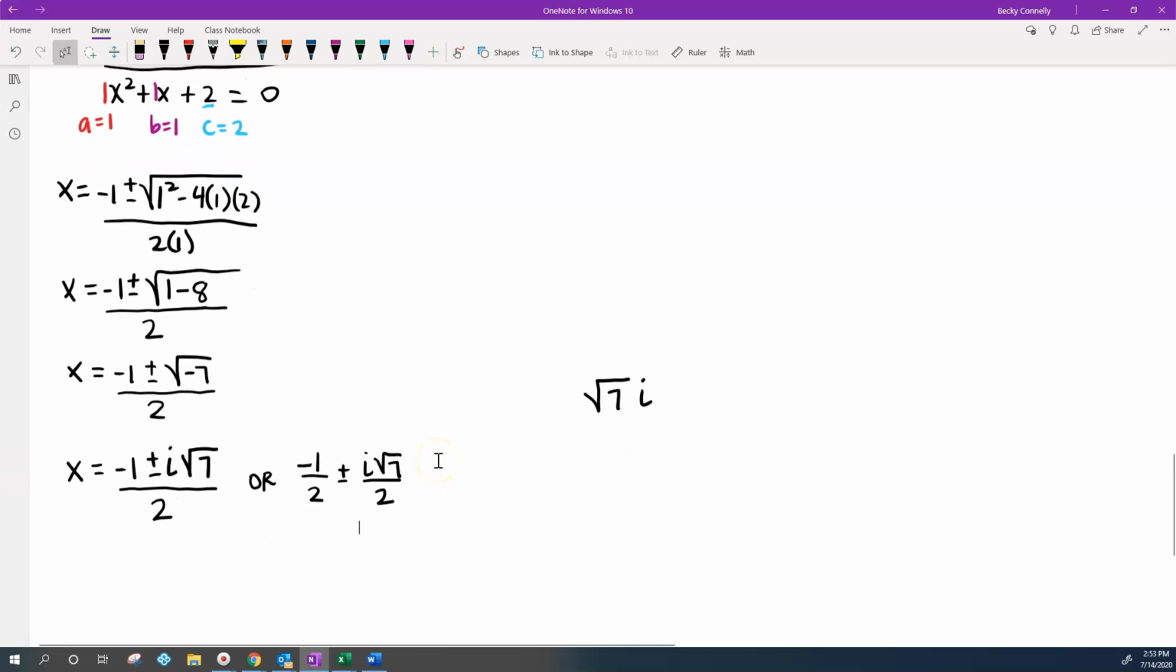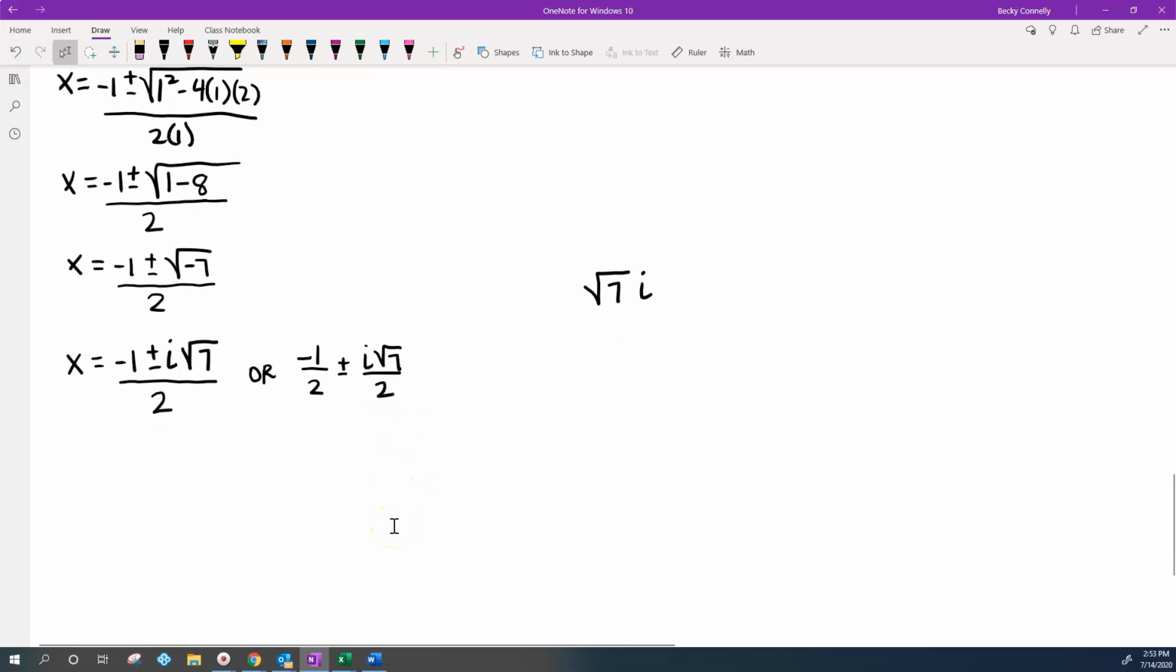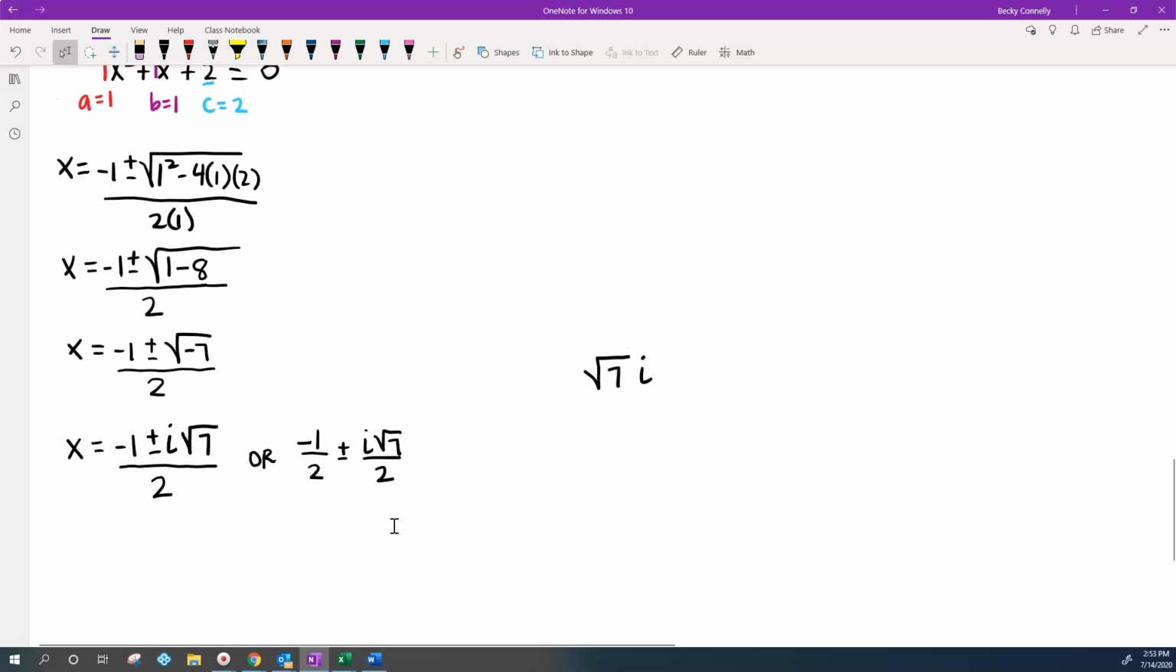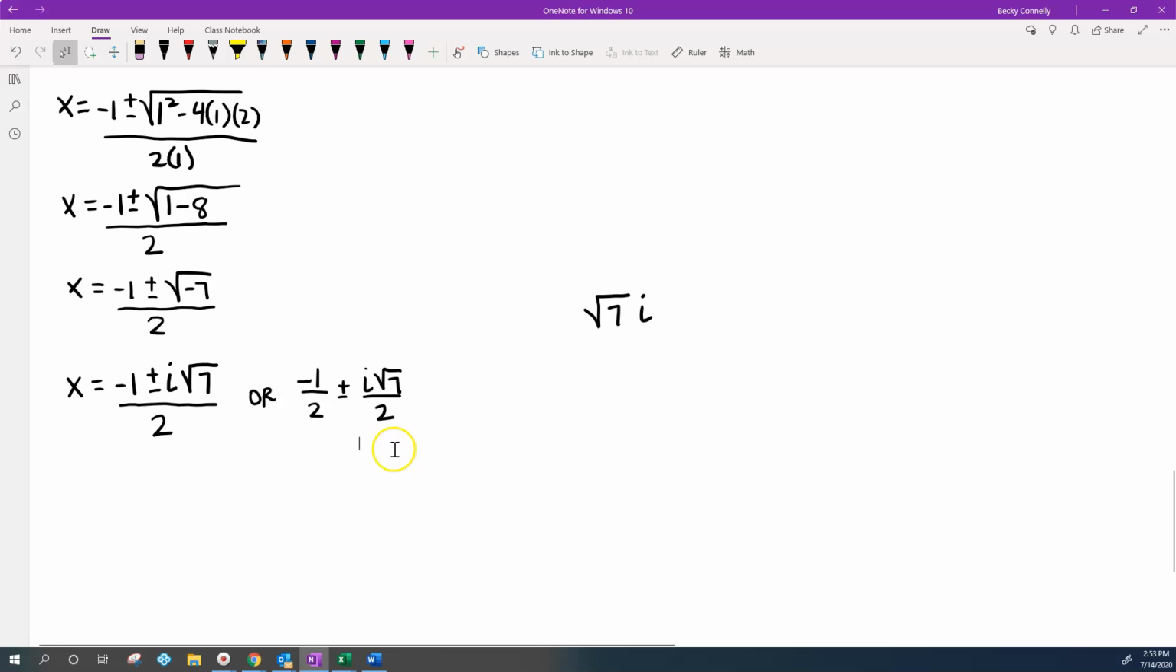All right, so you will encounter some imaginary solutions on this, and that's okay. We're going to talk in 7.3 a little bit about why we come up with these imaginary solutions sometimes when we're solving these quadratic equations. Okay.